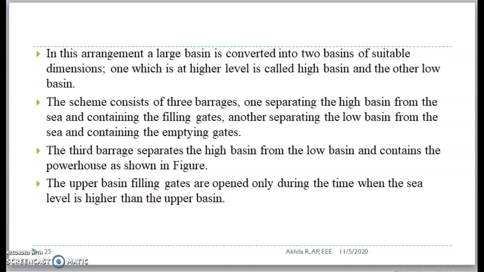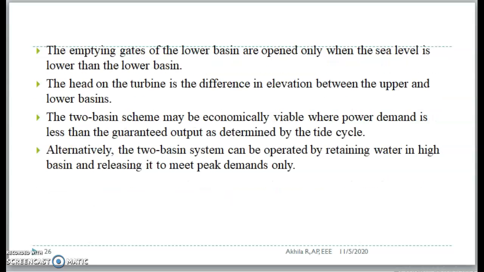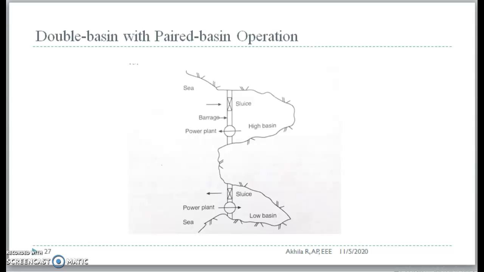The upper basin filling gates are opened only when the sea level is higher than the upper basin, and the emptying gates are opened only when the sea level is lower than the lower basin. The head on the turbine is the difference in elevation between the upper and lower basins. The two-basin scheme may be economically viable where power demand is less than the guaranteed output as determined by the tide cycle. The two-basin system can be operated by retaining water in the high basin and releasing it to meet the peak demands only.